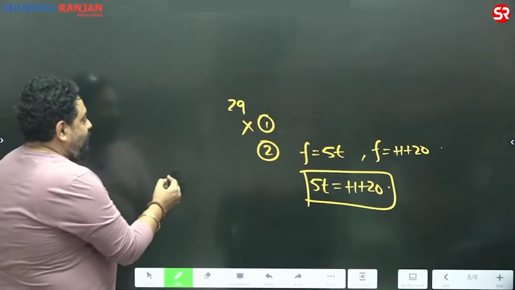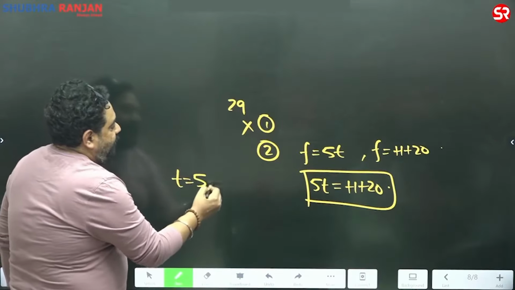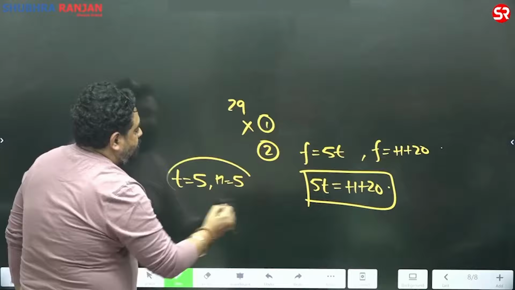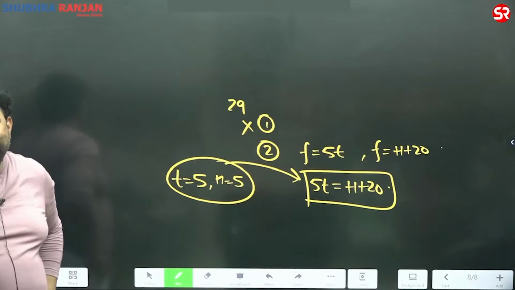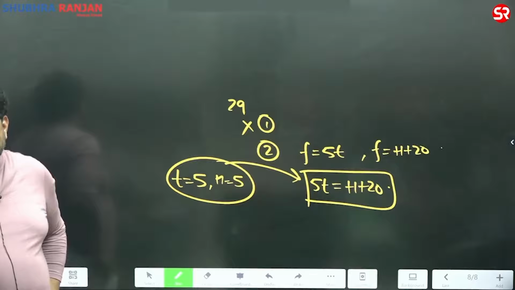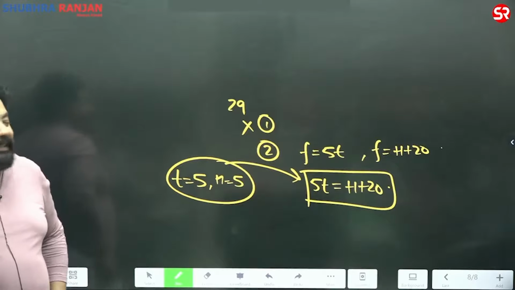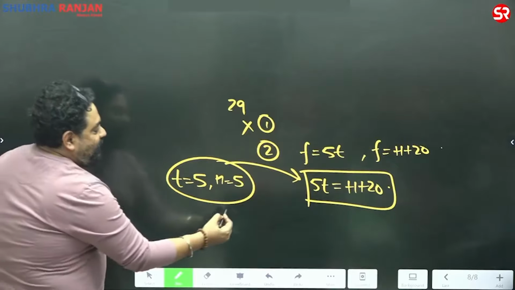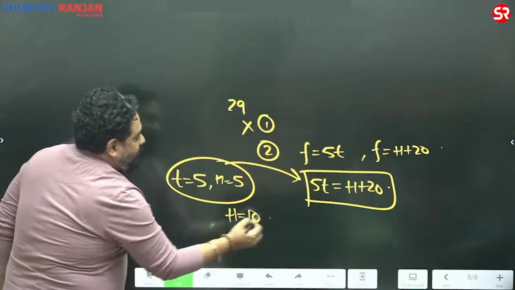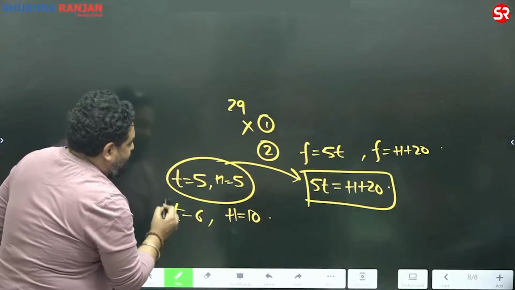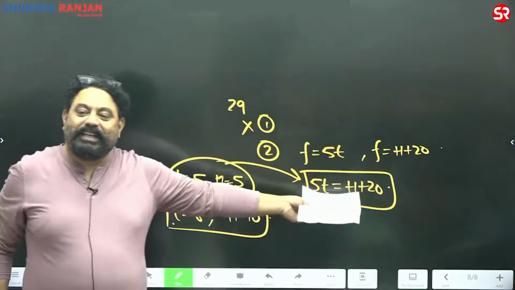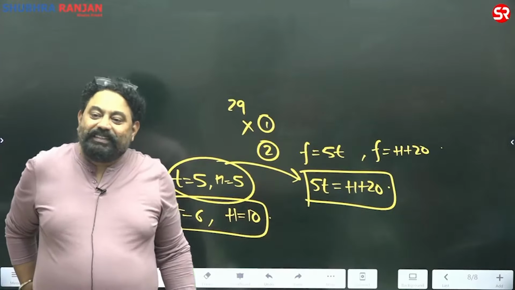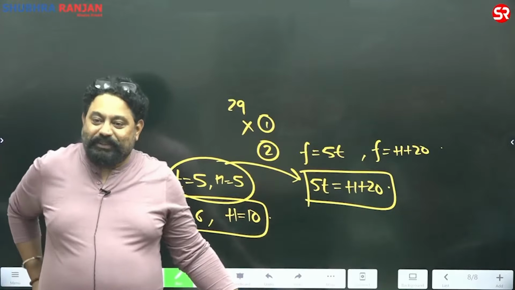You may say, sir, Tom is equal to 5, Harry is equal to 5. See, this is getting solved. They are of the same age. But then if you say, sir, Harry is equal to 10, then Tom is equal to 6 is also going in this. See, because it's a linear equation, it has an infinite number of solutions. Even the integral solutions will be very many, okay or not?